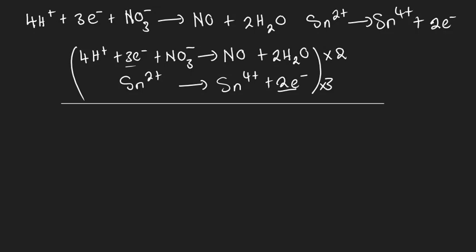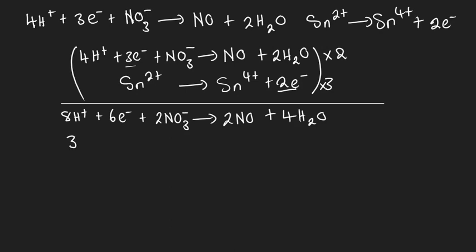So 2 multiplied by 4H+ is going to give us 8H+, plus this is 2 multiplied by 3, this is going to give us 6 negatively charged electrons plus a 2 nitrate, and then all over giving us a 2 nitrogen monoxide plus this will be 4H2O, and then this is going to give us a 3 selenium 2+, and then this will give us a 3 selenium 4+ plus 6 negatively charged electrons.